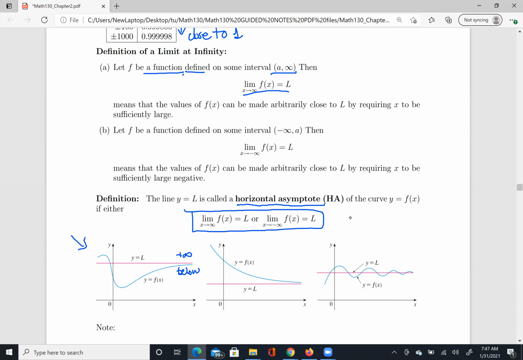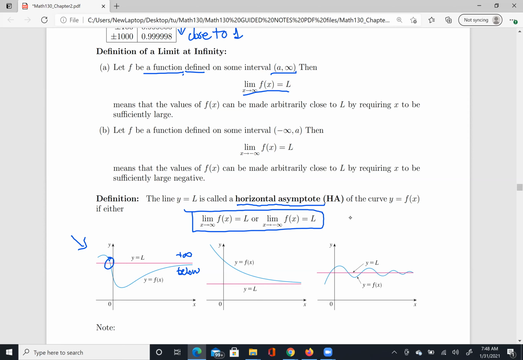You can still call it a horizontal asymptote at y equal to L, even though you see that there is a crossing. We still allow it if the graph crosses the horizontal asymptote, but for the vertical asymptote, you are not allowed to have that. Okay, only for the horizontal asymptote. If there's a crossing point between the graph and the horizontal asymptote, that's fine.